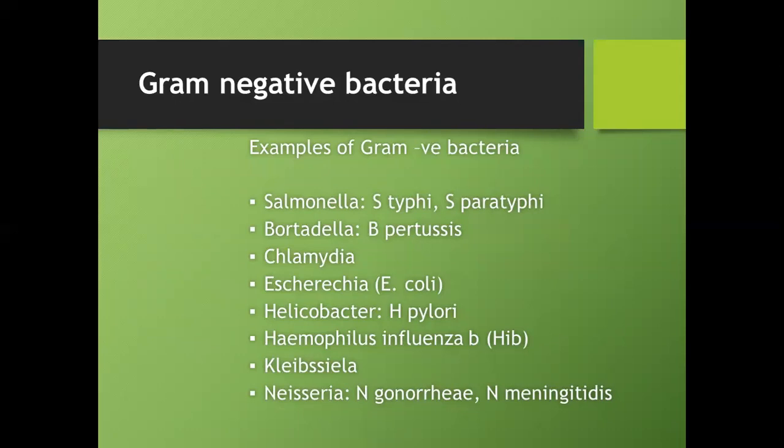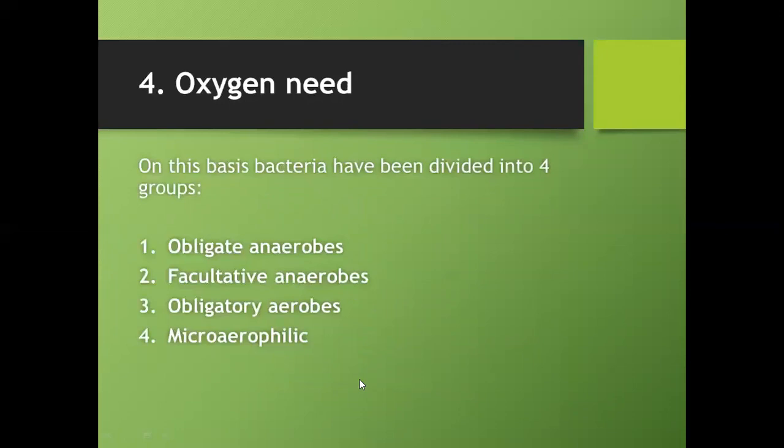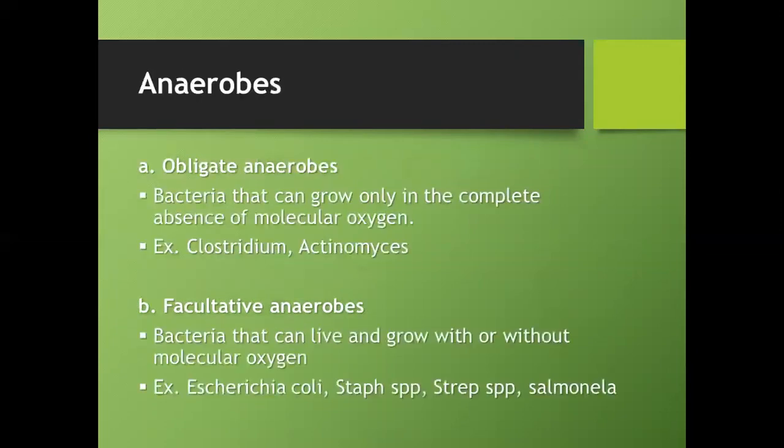Gram-negative, we have so many. We have Salmonella, Bordetella, Chlamydia, E. coli, H. pylori, Klebsiella, Neisseria. All those ones are gram-negative. Okay, so the classification is based on oxygen need. These ones we can divide mostly into four groups. We can have an obligate anaerobe, facultative anaerobe, obligate aerobe, or microaerophilic.